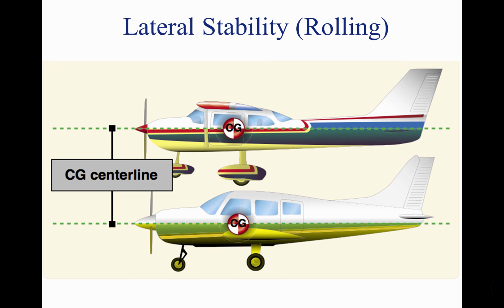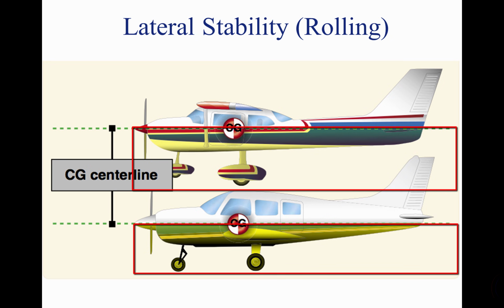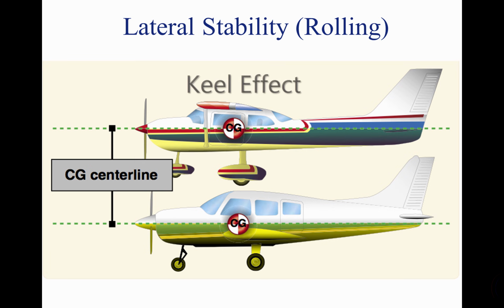When the wing dips, the weight of the lower half of the plane acts as a pendulum to steady the aircraft. This effect is called the keel effect, and its effectiveness can be changed by weight distribution to make more of the aircraft under the center of gravity.